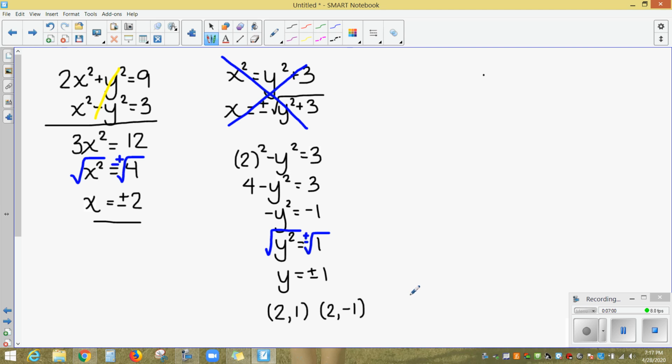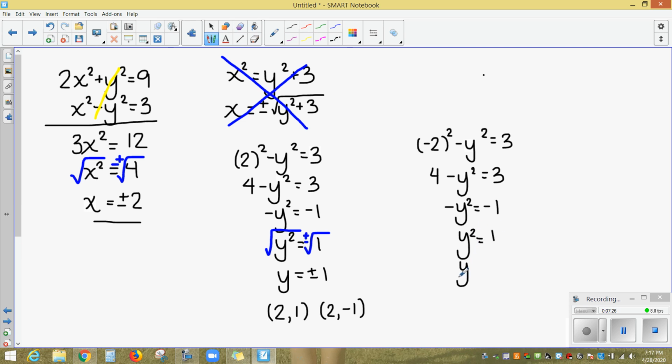Okay. So now we get to go back and plug in our other value of x, negative 2. And if we take negative 2 squared minus y squared equals 3, negative 2 squared is still a positive 4. And notice we get the same thing that we just had a minute ago. So our y's, again, are plus or minus 1.